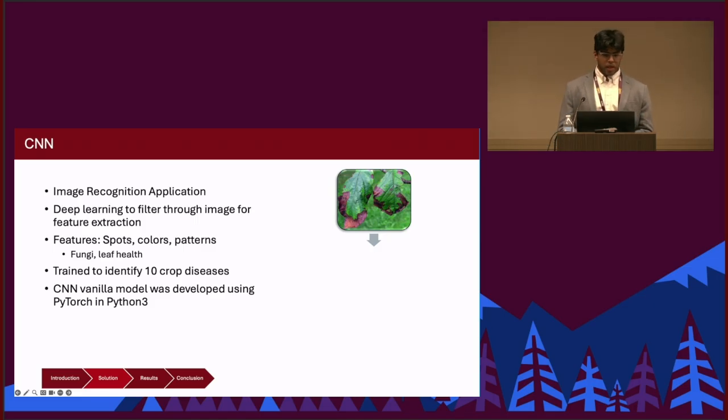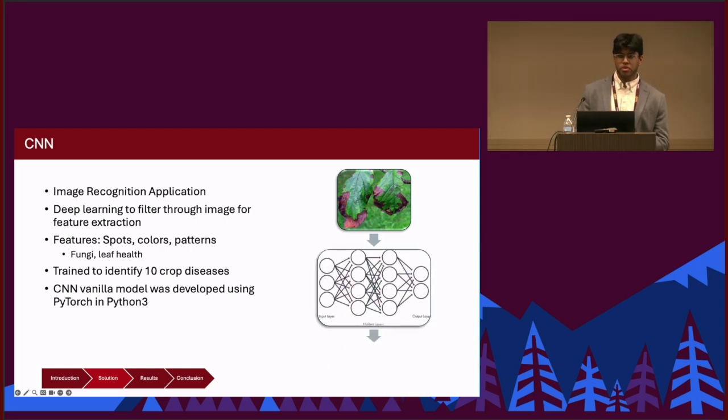And in our case, we created our own vanilla CNN model, which is developed in PyTorch using Python 3, and we conducted this across 10 different crop diseases, across 4 different crops, along with a healthy class as a control group. So we start off from the image collected by the drone, which is then fed through the model either off-site, which can be on-device inferencing, or in the cloud, and then that will return the disease report to the user.